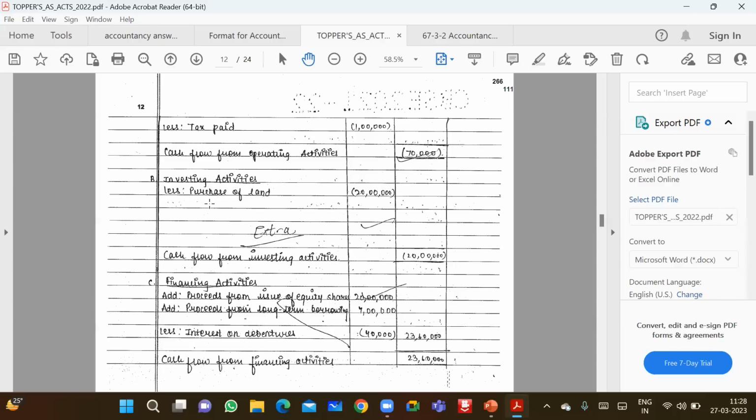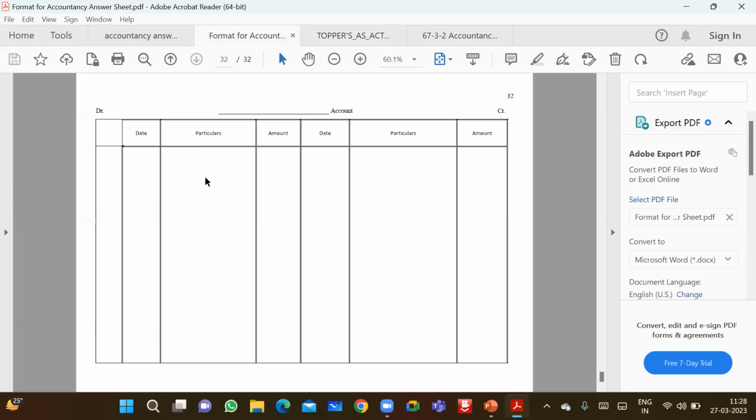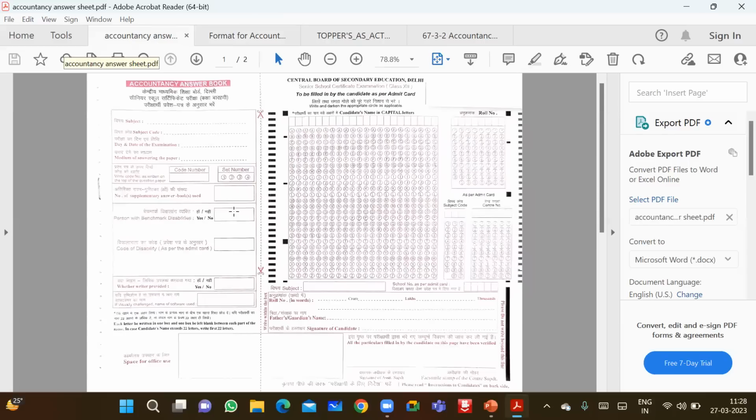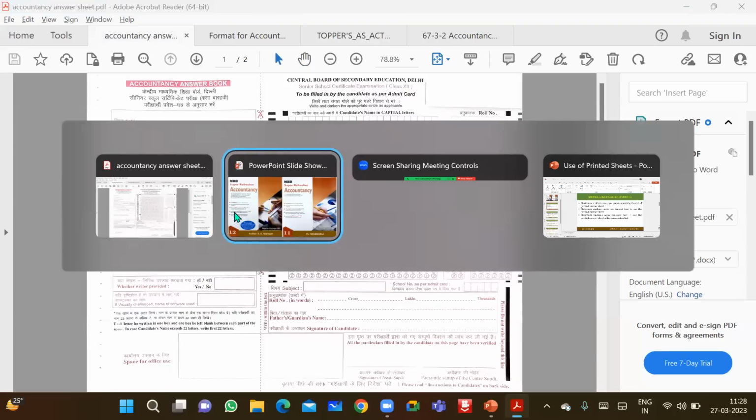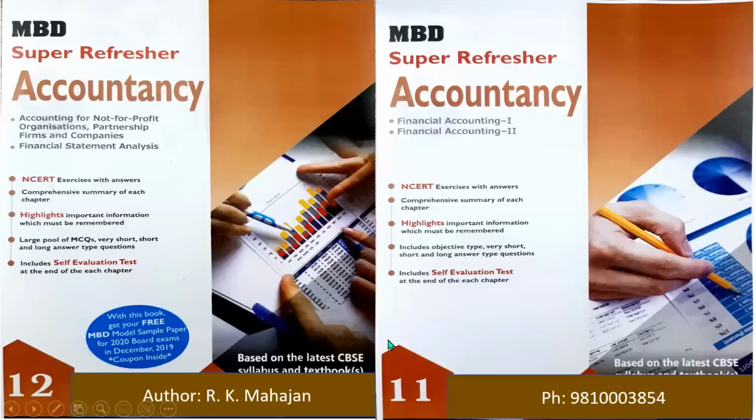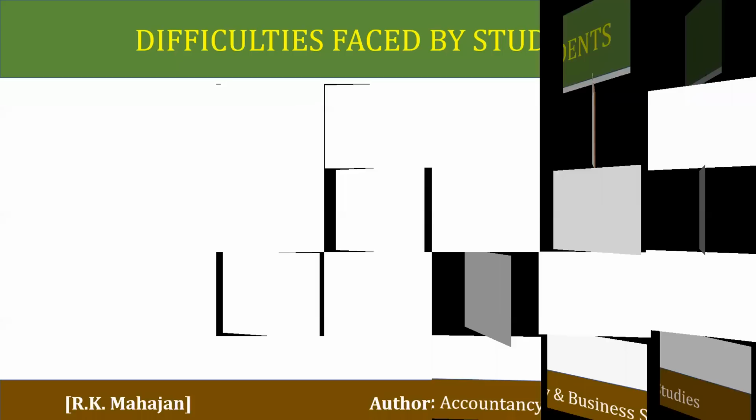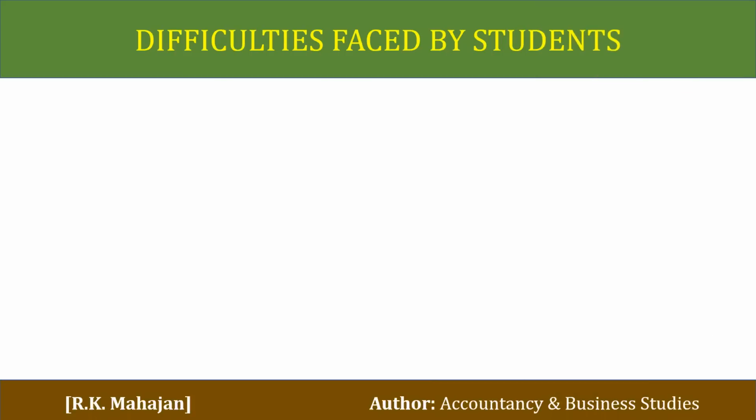So this is all about the printed format, how the student has attempted the answer on the printed format, and how the printed format can appear in the examination hall. I have shown it to you. Now, one more thing is left, that is suggestions, more suggestions on the basis of experience, on what you need to keep in mind while attempting the accountancy paper in the printed format.